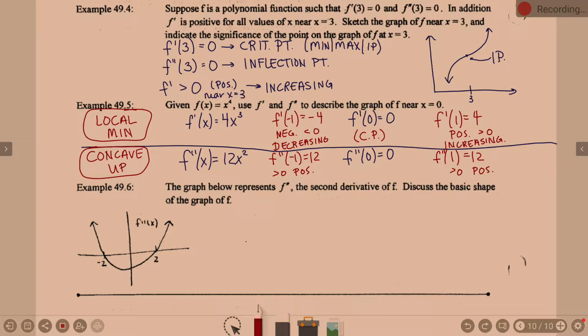And what did it say? It said describe the graph of f near x equals 0. Well, there is a minimum and the graph is concave up around it. Okay?